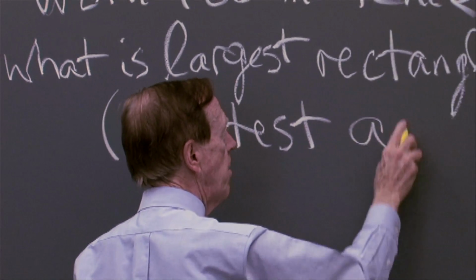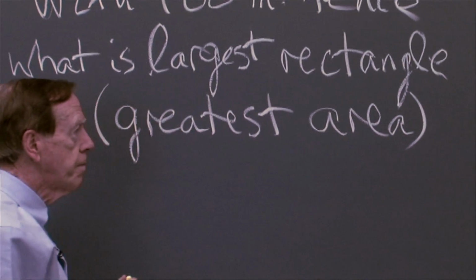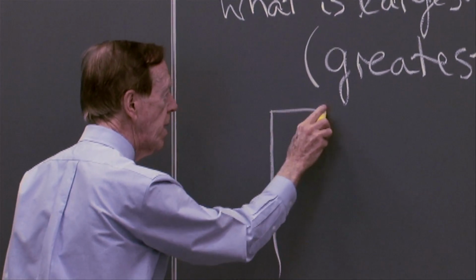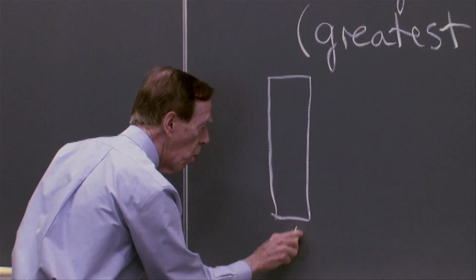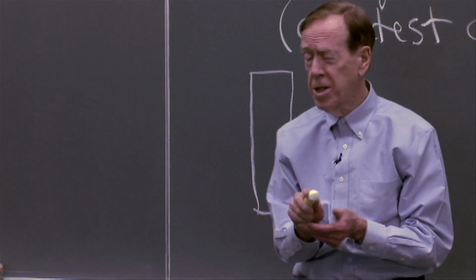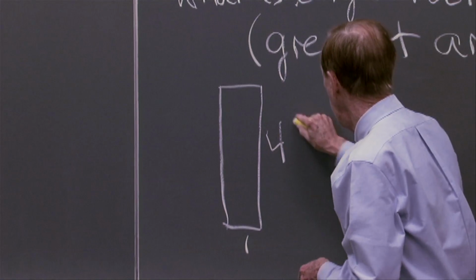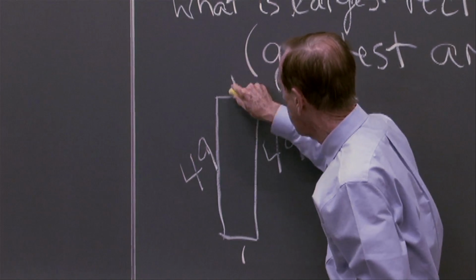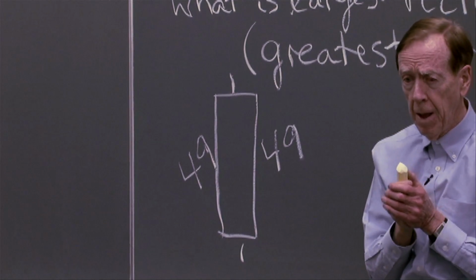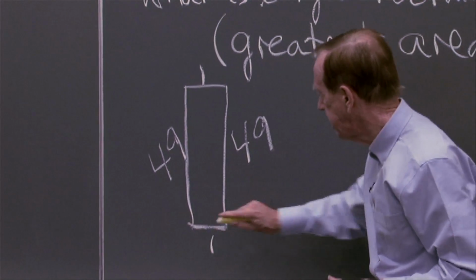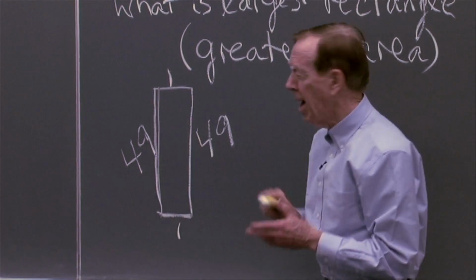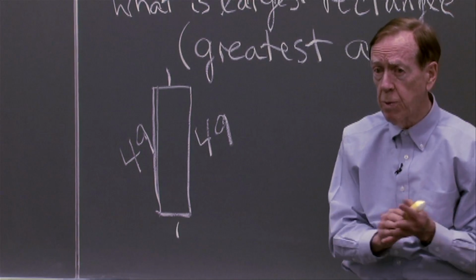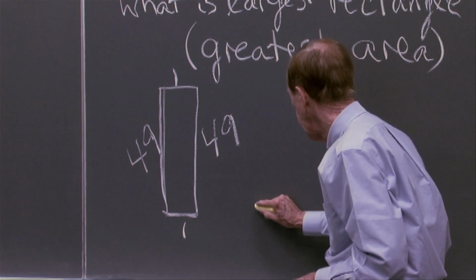So let me do some examples. Here's an example. I could have a long, narrow region, say only 1 meter across, 49 up, then that uses 50. Over here, 49 and 1, because it's a rectangle, would use the other 50. The area of that would be the base, 1, times the height, 49. Just 49, in fact. That's probably not the best rectangle. Let me change to a second choice.